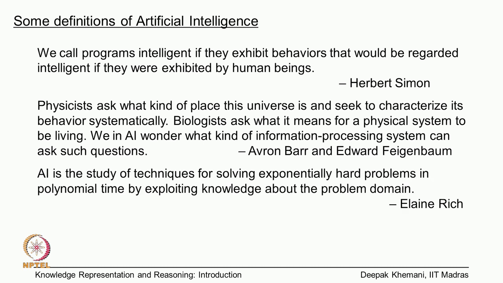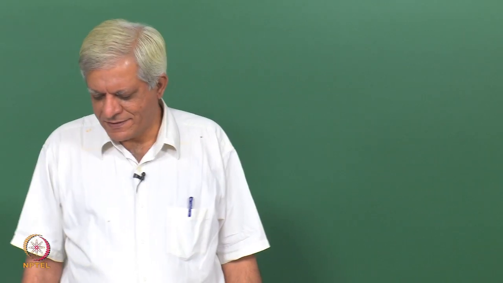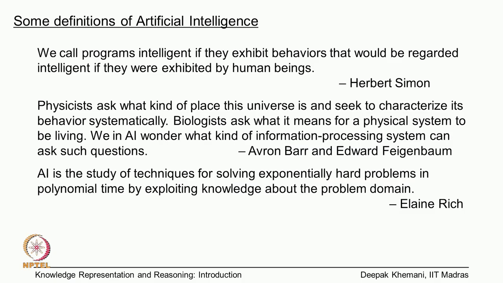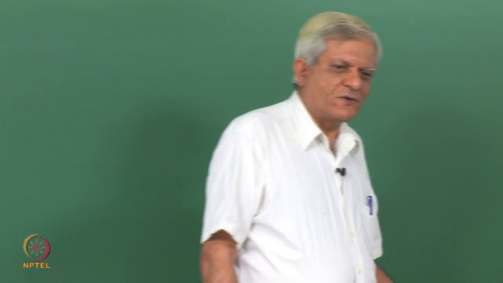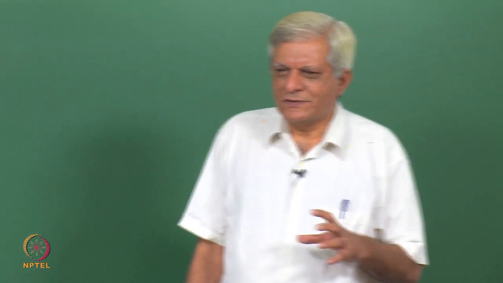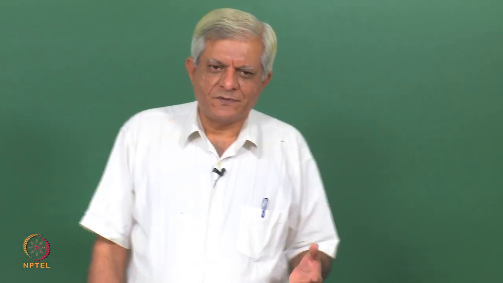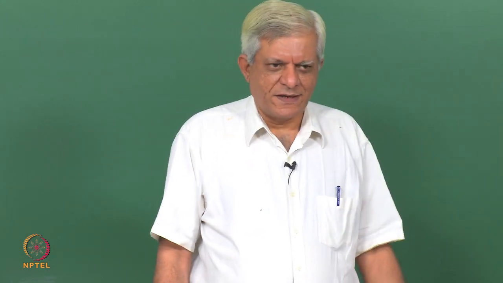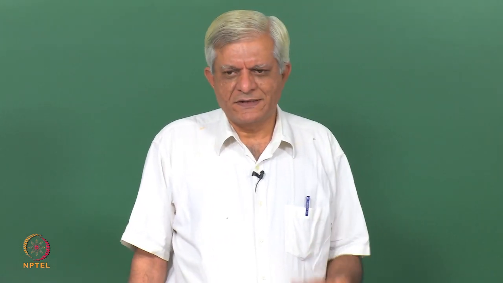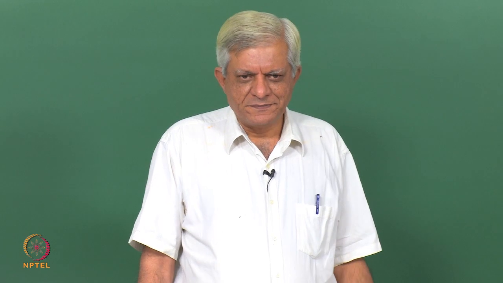Elaine Rich wrote a book which was very popular in the mid 80s, and then it was augmented with Rich and Knight, and subsequently as Rich, Knight and Nair. She gave a more computational definition to AI: AI is a study of techniques for solving exponentially hard problems. Those of you who have looked at structural complexity would know that you can characterize problems according to the difficulty of how you solve them. For example, SAT is exponentially hard, at least 3-SAT onwards. TSP is even harder, and so on.